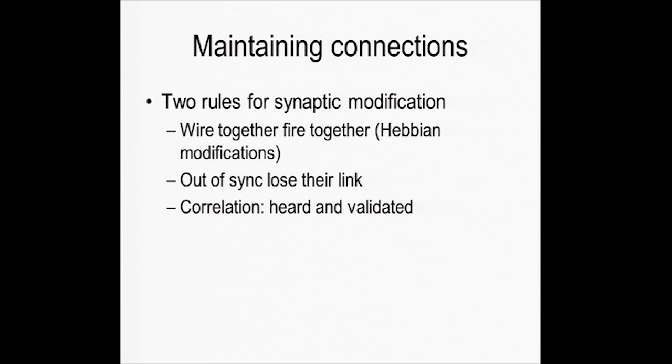So we talked about Hebbian plasticity already. The saying we use to remember Hebbian plasticity is that cells that fire together wire together. Okay, so when they fire together, they will stay wired together. And if they're out of sync, they lose their link. So the inputs that are not firing together, if they're synapsing onto the same cell, will drop that connection. And the other saying is correlation is heard and validated. This is the maintenance of connections, by the correlations you see in firing rates between the inputs and outputs.